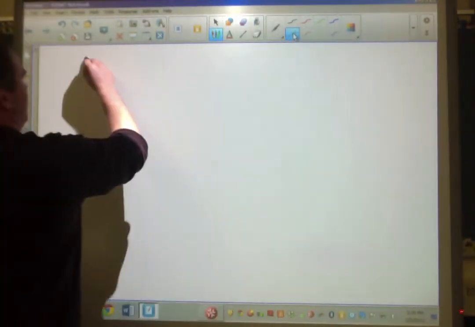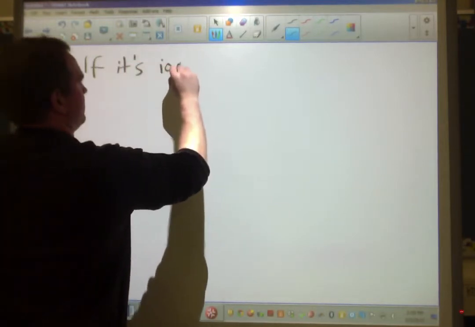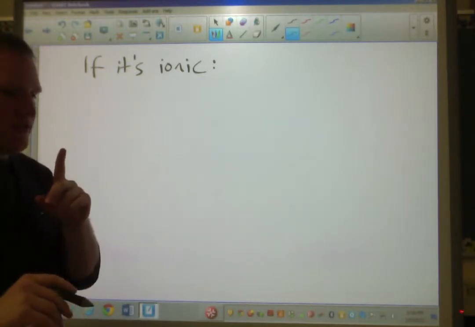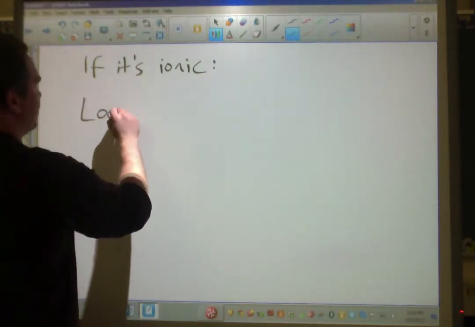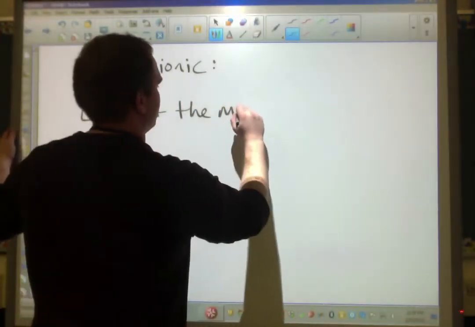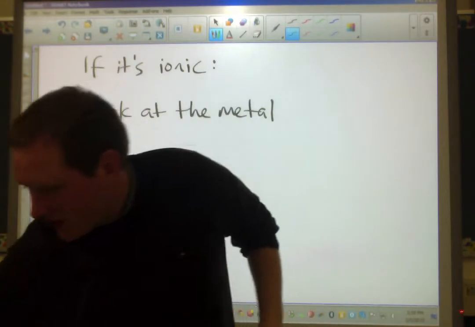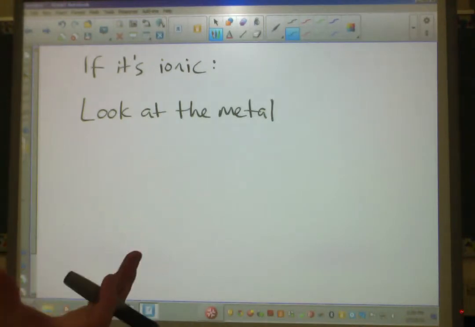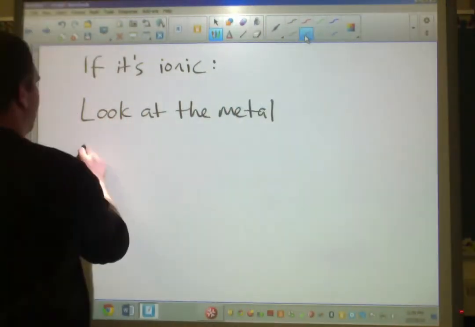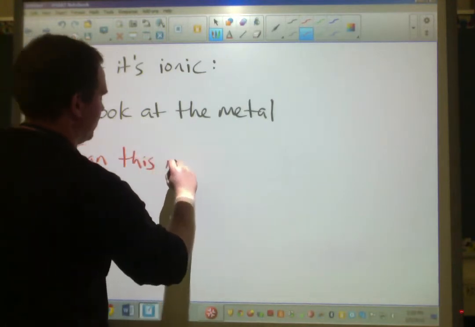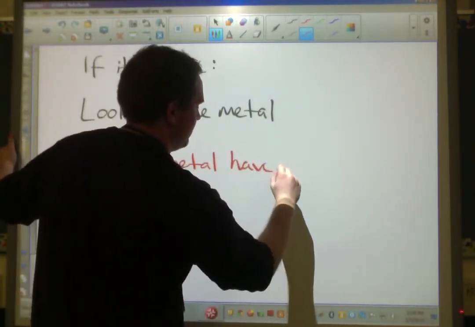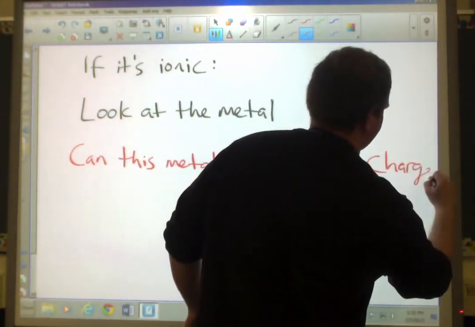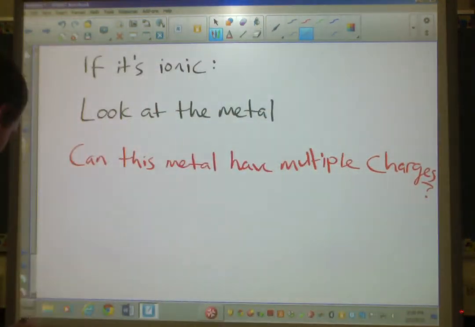If it's ionic, a little more difficult. There's one question you need to ask yourself at this point. So, look at the metal, which we already said were all of these in red. Look at the metal, or look at the cation, which is the first part. Can this metal have multiple charges? That's a question you have to ask yourself.